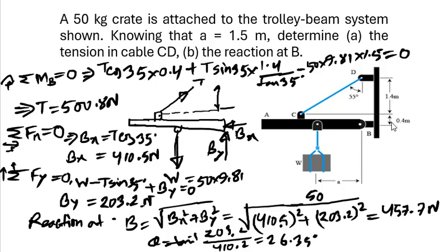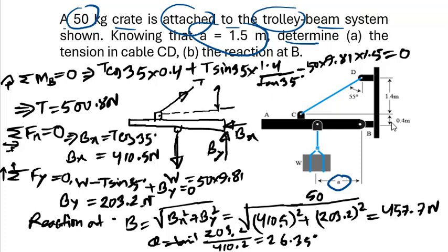Okay, let's start. A 50 kg crate is attached to the trolley beam, and A equals 1.5 meters. We have to determine the tension in CD, that means T, and number B, the reaction at B. This is the main point.